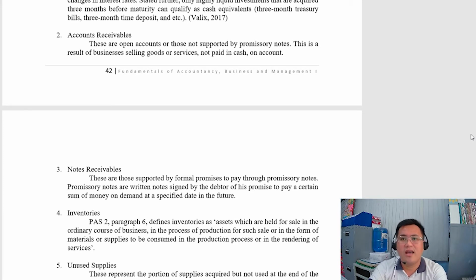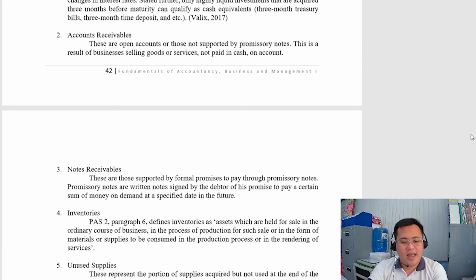If you are in the business of real estate, such as selling houses, Camellia perhaps or Aldea homes, so we are actually selling, aside from lots, also our houses. So our houses and our lots in the real estate business are the inventories. If we are in the business of selling cakes, then our cakes are our inventories.